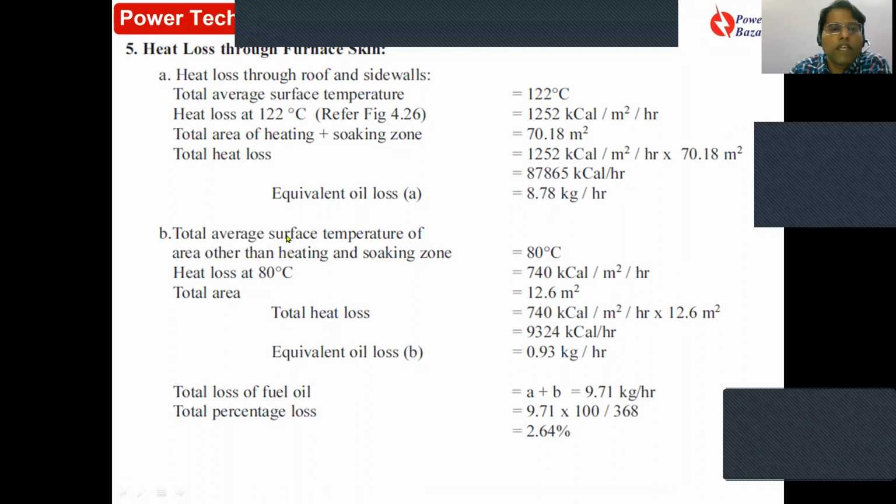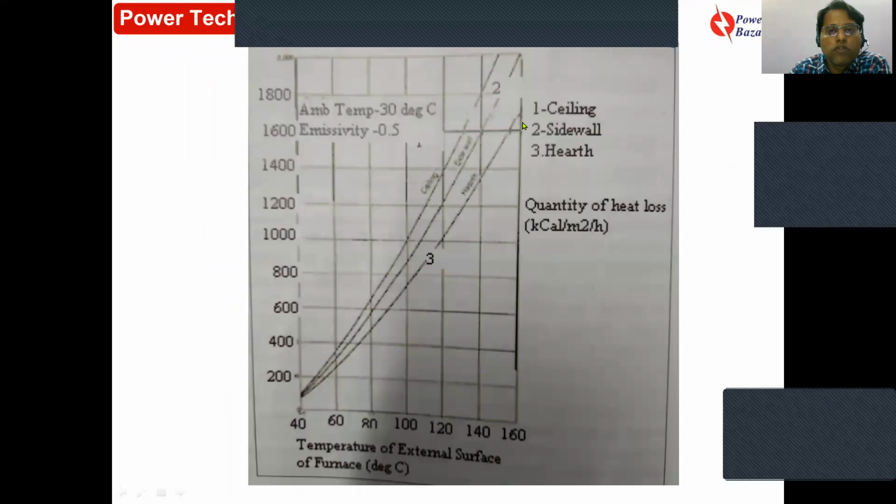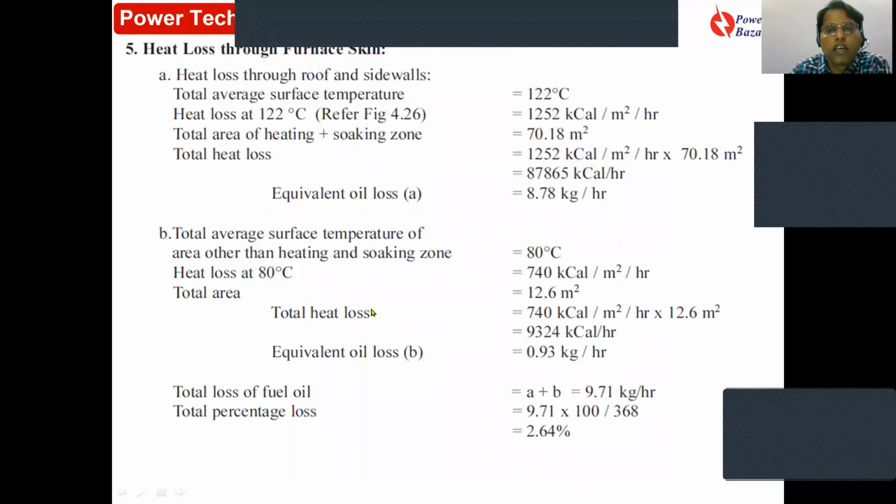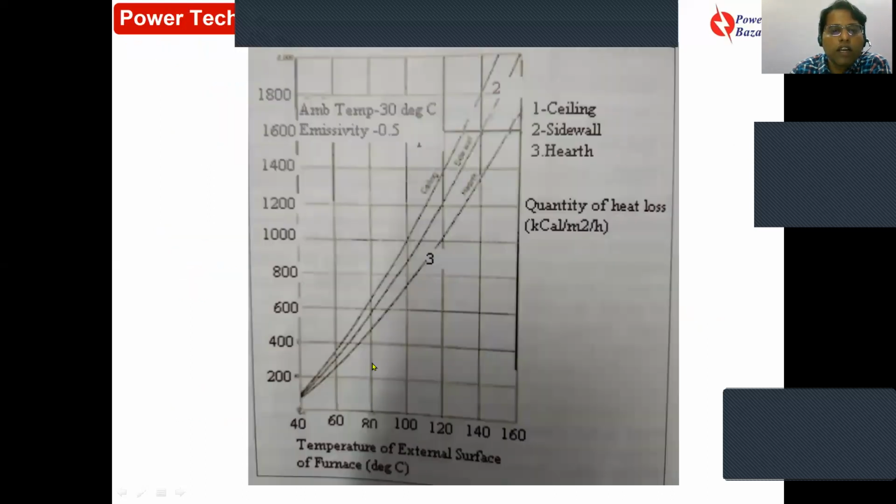Similarly, what is the average surface temperature of the area other than the heating and soaking zone? It is given as 80 degrees Celsius. Now, at 80 degrees Celsius, what is the heat loss? Let us see. 80 degrees means almost in this range. It is in the range of 600 or 740 kilocalorie per meter square per hour. So, for 80, it will be around 700. So, this will be in this range.